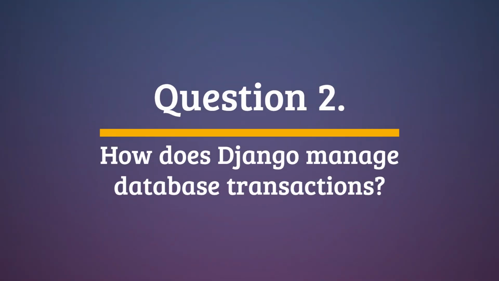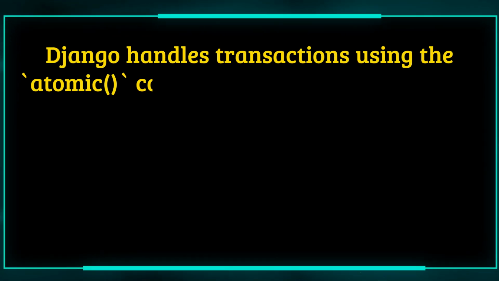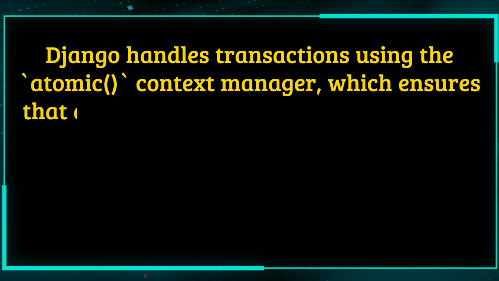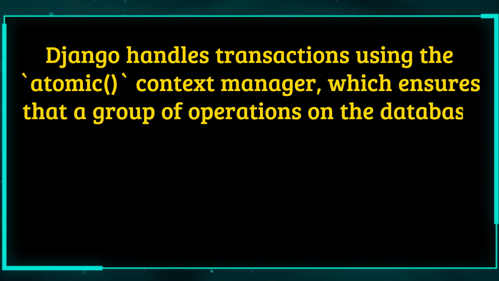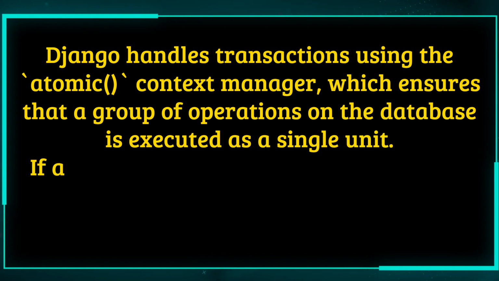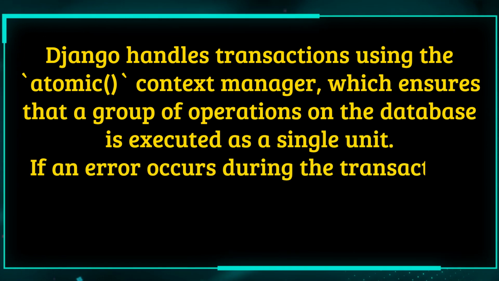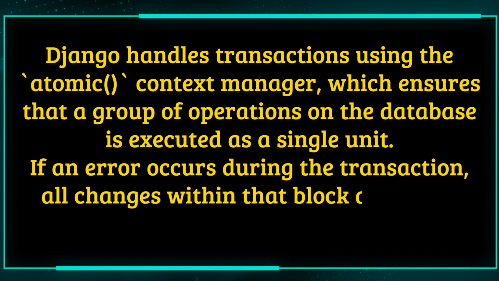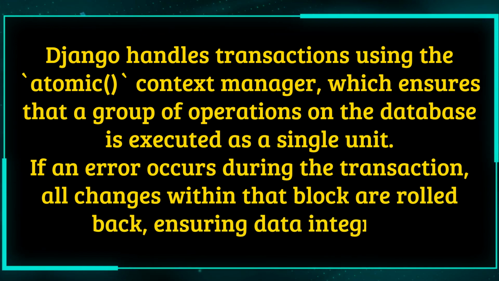Question 2. How does Django manage database transactions? Answer. Django handles transactions using the atomic context manager, which ensures that a group of operations on the database is executed as a single unit. If an error occurs during the transaction, all changes within that block are rolled back, ensuring data integrity.